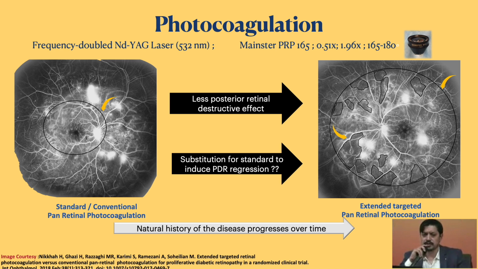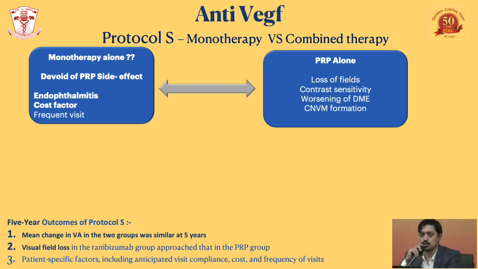But how does it work? We all know that diabetic retinopathy is a continuum process and does not stop, even if we control the metabolic status of the patient, give anti-VEGFs, whatever we do, it still progresses. So how do we do that? That made us look for an alternative.